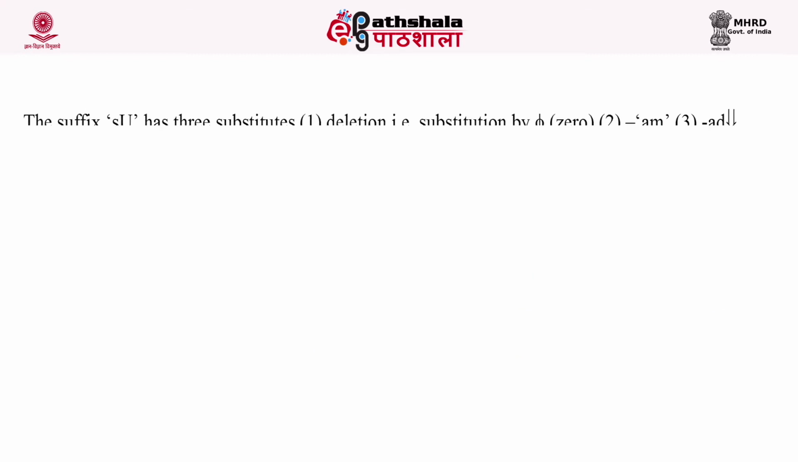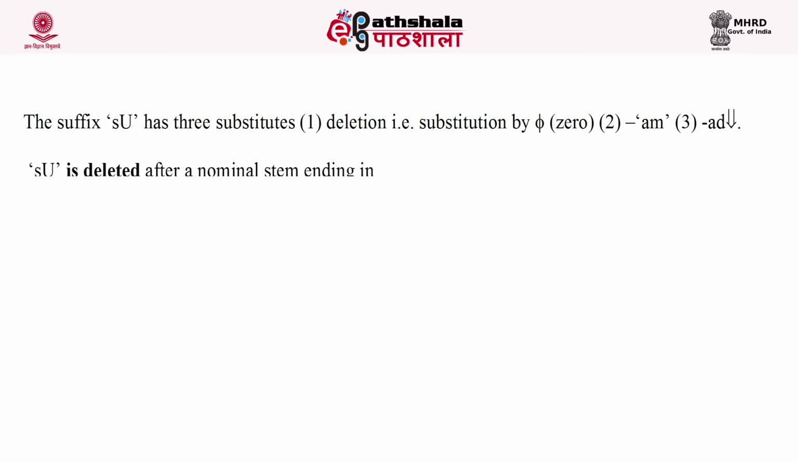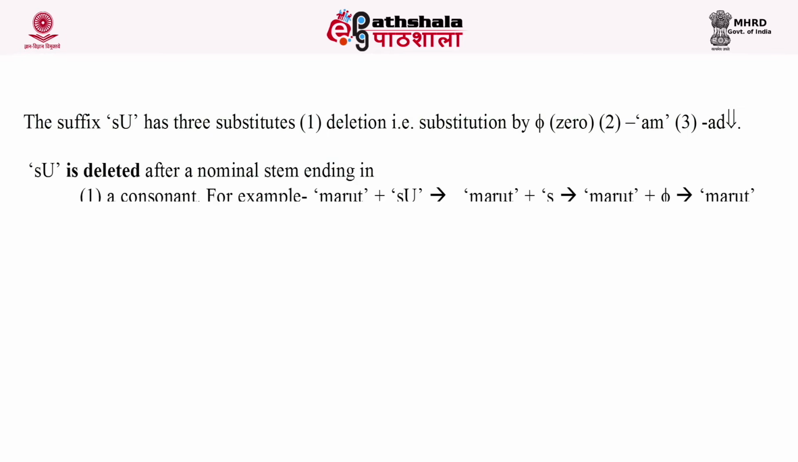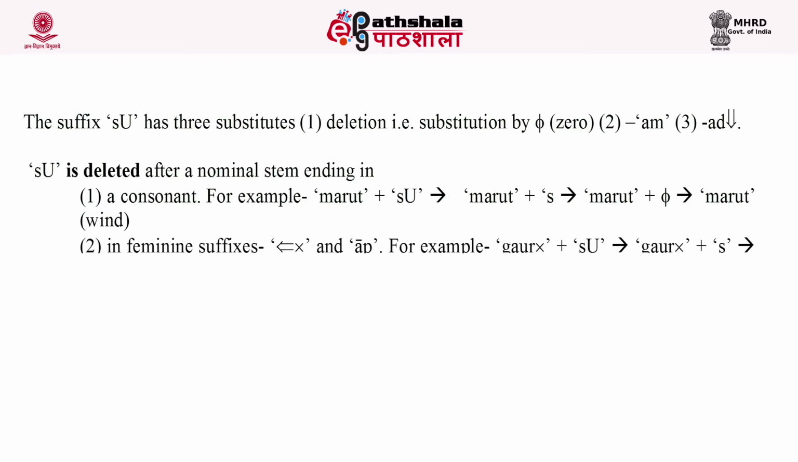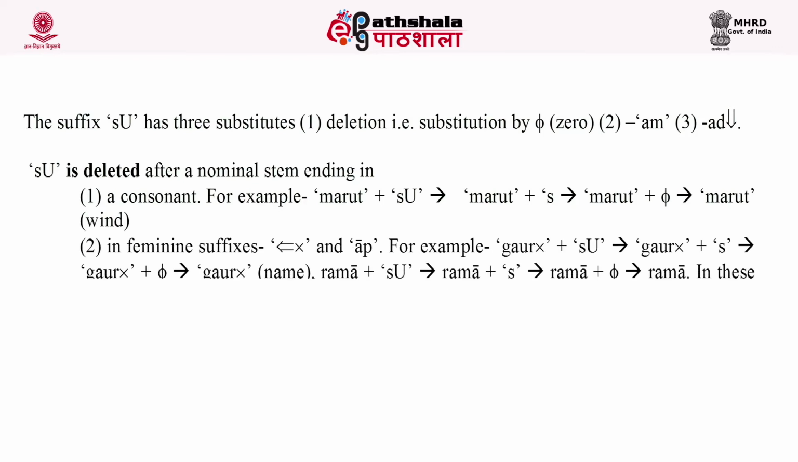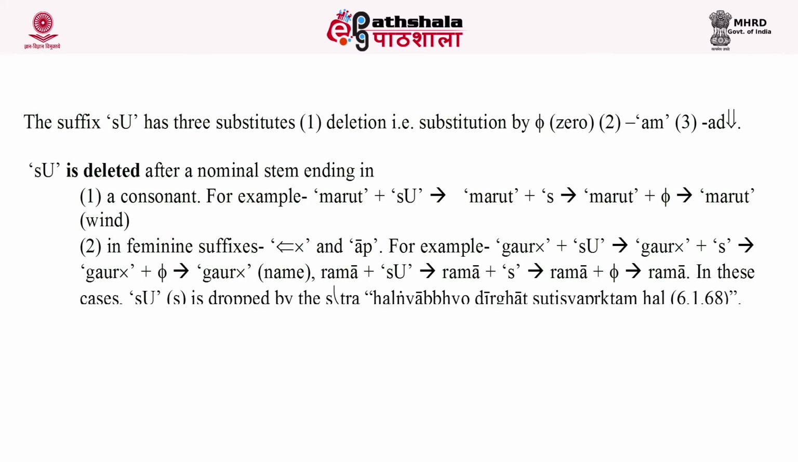The suffix su has three substitutes. One is deletion, that is substitution by zero. Two, substitution by am. Third, adara. Let us now examine the cases of these three substitutes. Deletion of su takes place after a nominal stem ending in a consonant. For example, marut plus su, marut plus sa, marut plus zero, so marut, wind.